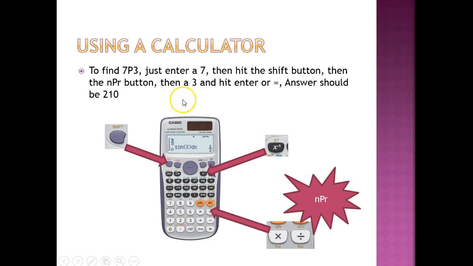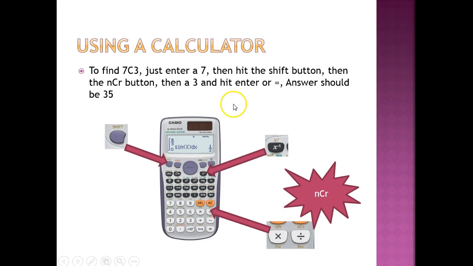To do a permutation of 7 picking 3, just enter a 7, hit the shift button, the NPR button, then a 3, and hit enter or equals, whatever your calculator has. The trouble generally is finding it. Once you find it, you understand how easy it is. 7 C 3: 7, shift, NCR, 3, hit the enter or equal button, boom, you have it.